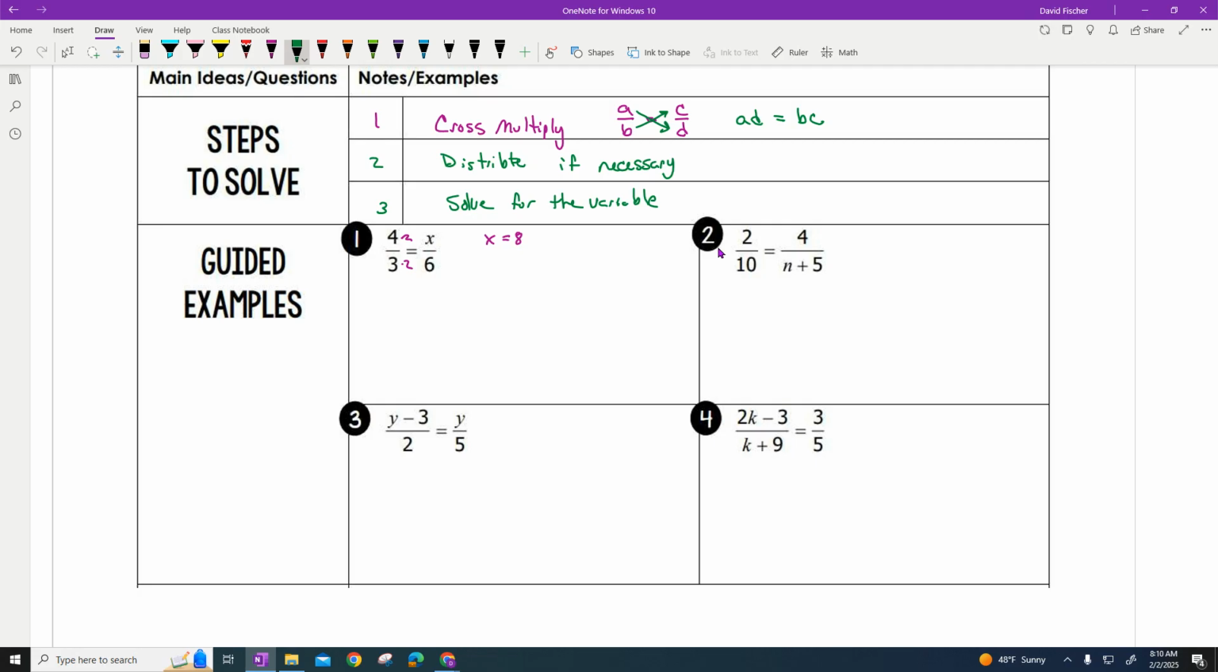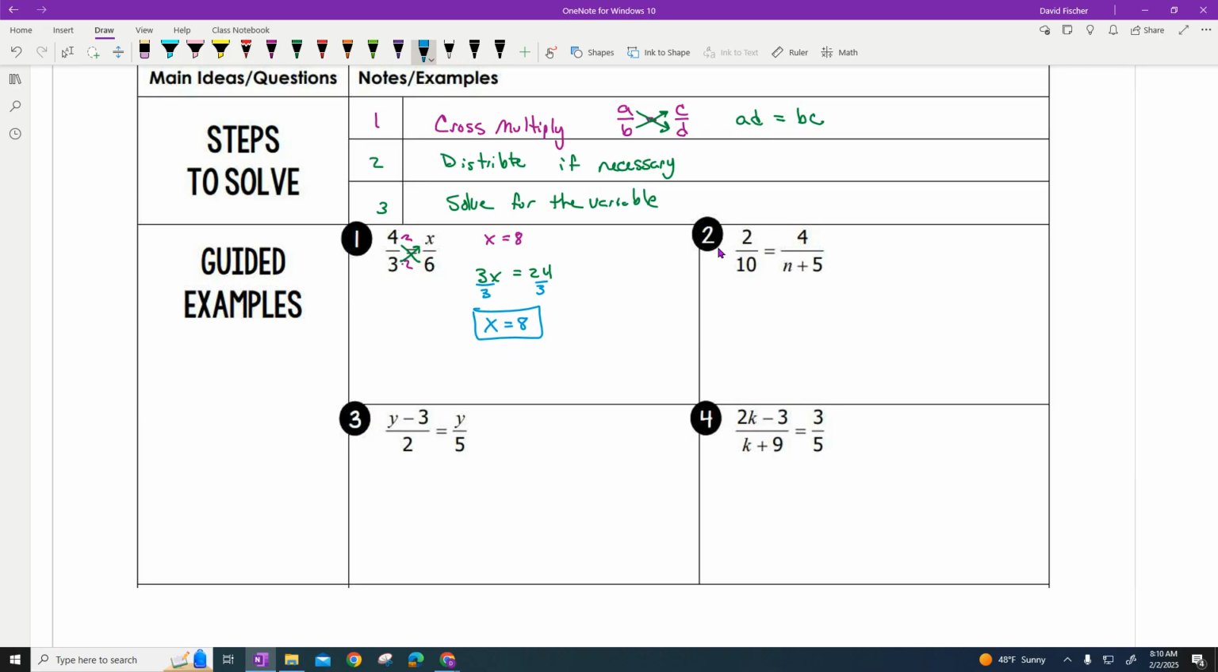So sometimes I like to work with my x's. If I only have one x, I'll multiply this way first. And 3 times x is just 3x. And 6 times 4 is 24. So I cross multiplied this way, and then I cross multiplied this way, but notice I set them equal to each other. And so now it's just one step to get that x by itself. And I got x equals 8, just like we had up above.